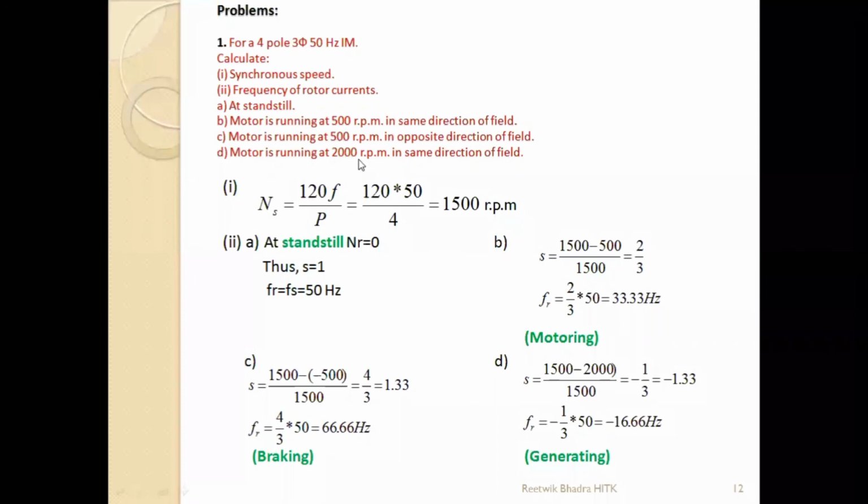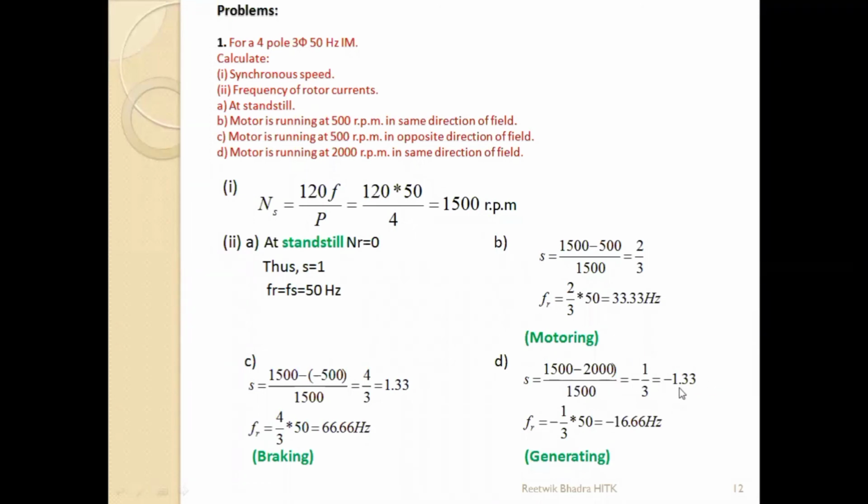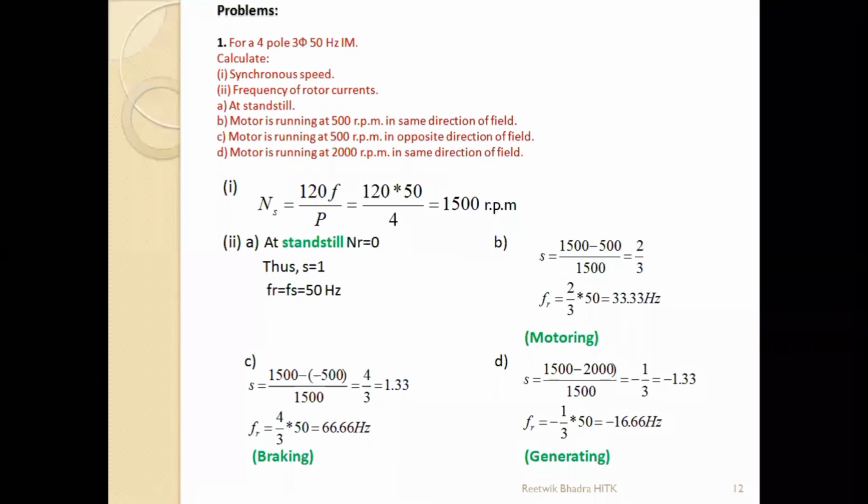And last, what is there? If I am taking 2000 RPM in the same direction, the slip becomes negative. And when my slip becomes negative, it is called generating mode. That is, my induction motor behaves as a generator.